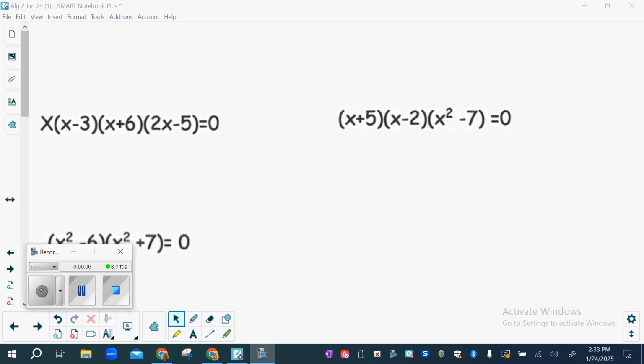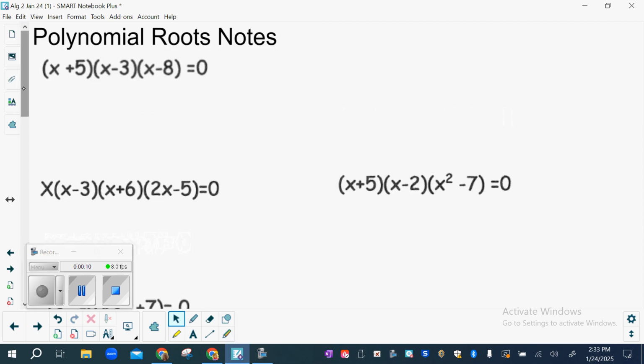We are finding roots. This is on polynomial roots. So what we did in the warm-up was review from last semester when we were solving that. It's the same thing as solving a polynomial. We just have another version they like to use in Algebra 2, which is roots.